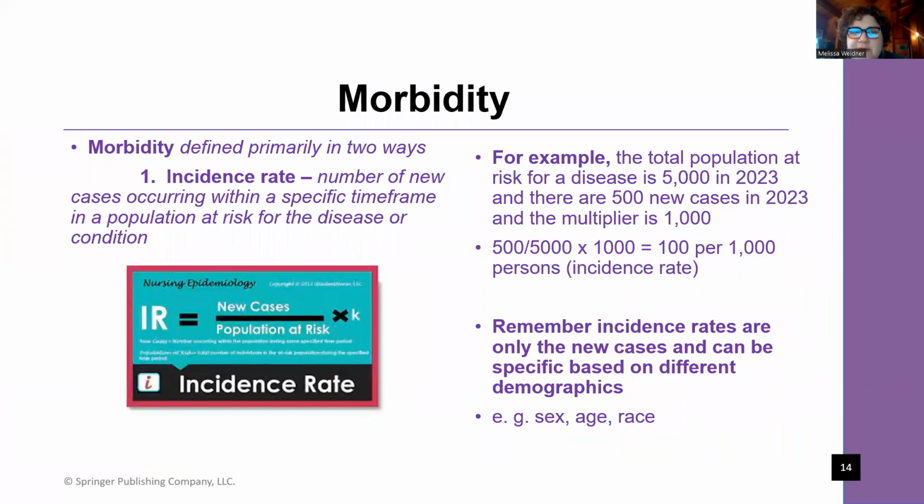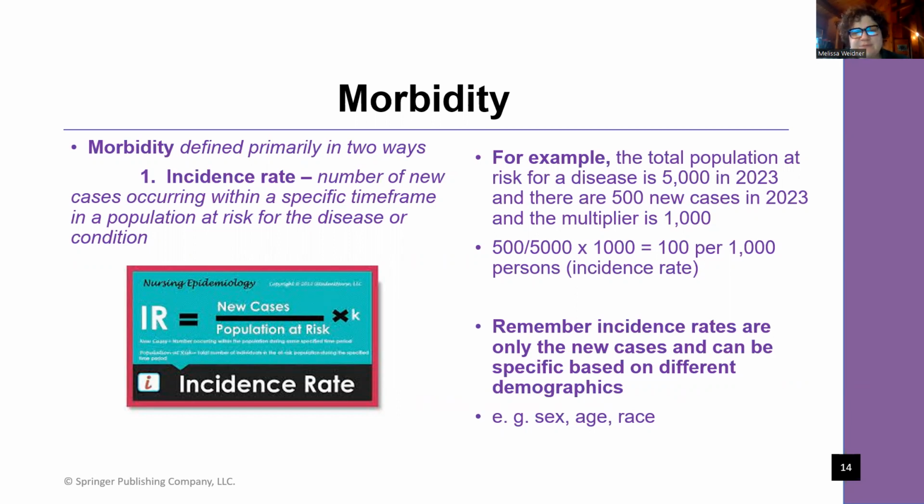Now we're going to talk a little bit about morbidity. Morbidity is simply the rate of disease within a population. And it can be defined primarily in two different ways. The first way is the incidence rate, and the incidence rate is the number of new cases occurring within a specific time frame in a population at risk for a disease. So, for example, the total population at risk for a disease is 5,000 in 2023, and there are 500 new cases of the disease in 2023, and the multiplier is 1,000.